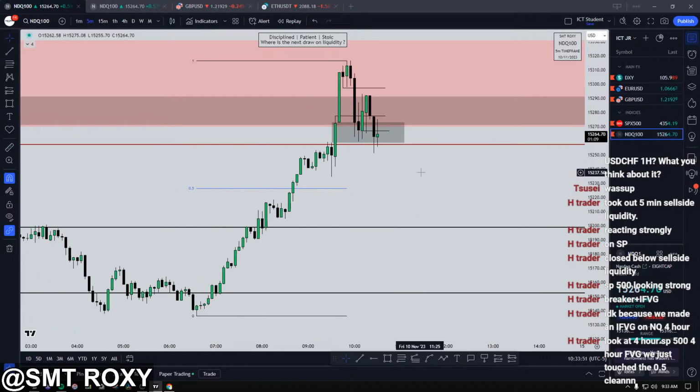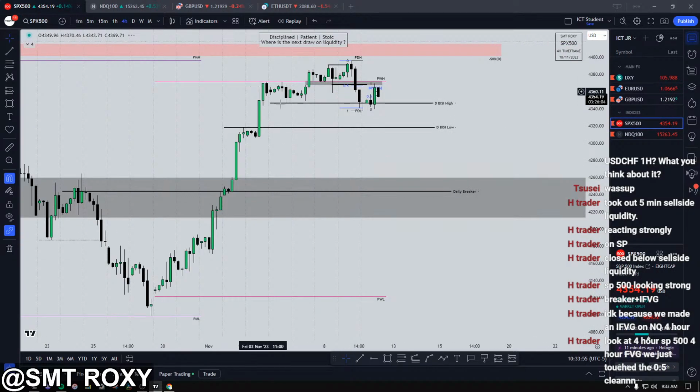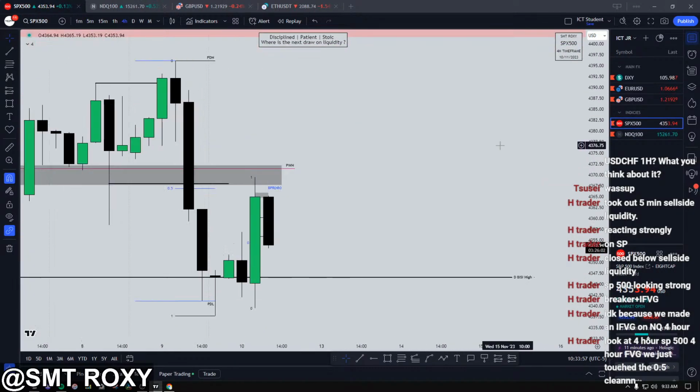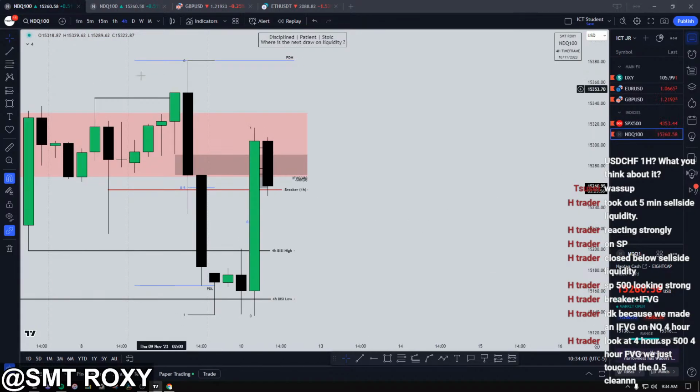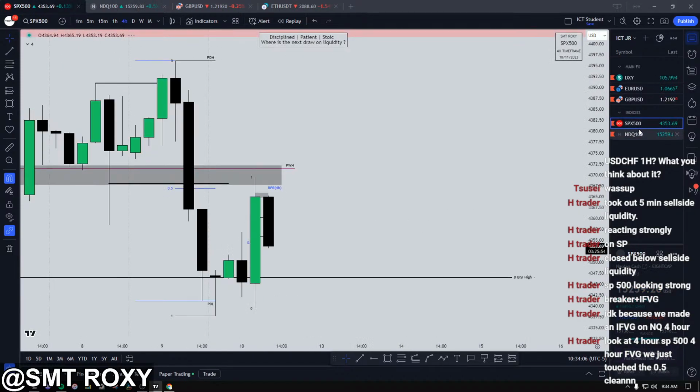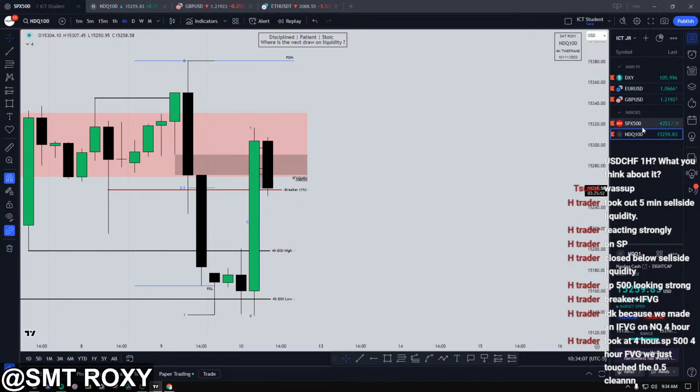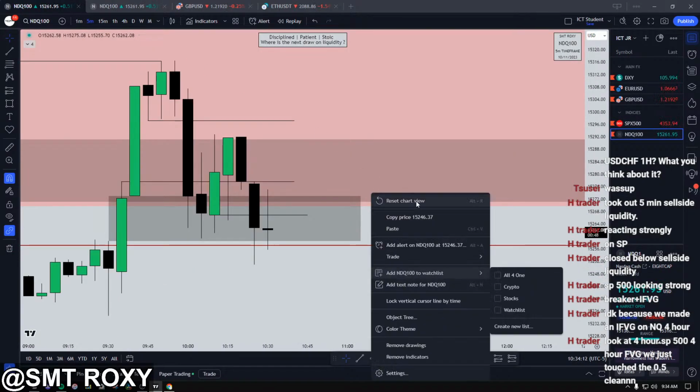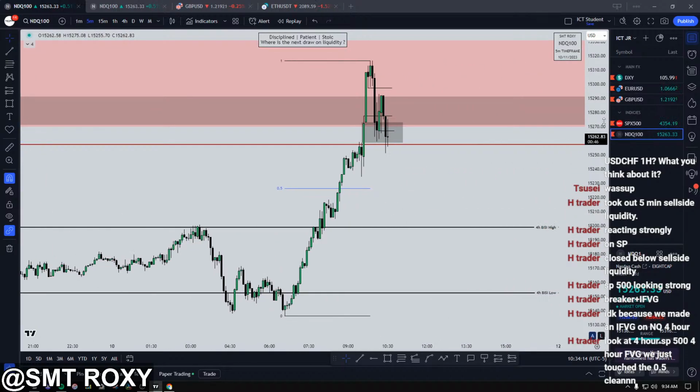The 4-hour S&P fair value gap just touched the 0.5 clean. 4-hour inversion. Just talking about that probably. This one needs to catch up. You can see this one is deeper into a premium. This one's already in the discount. This one's deep. This one's got to catch up eventually. It's just taking a while to get there.